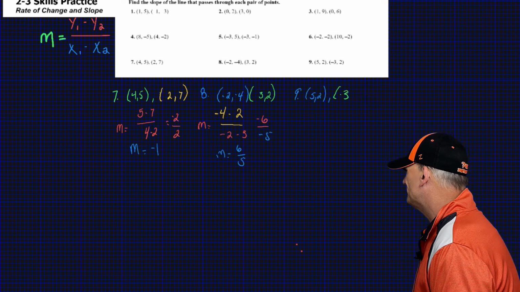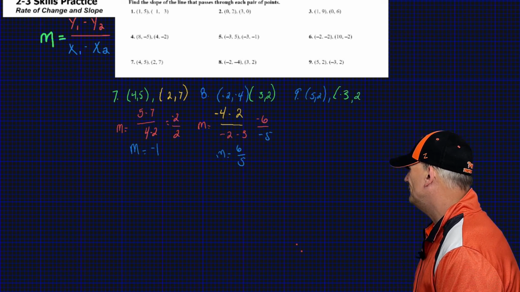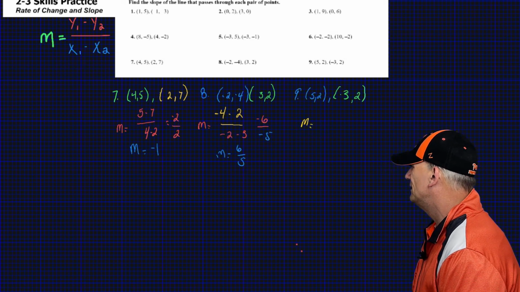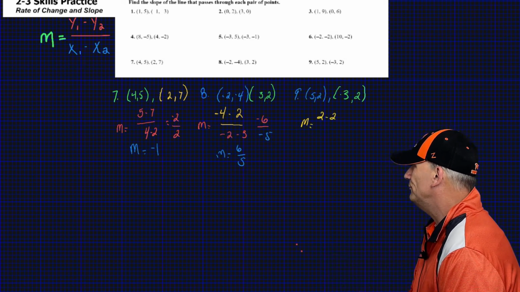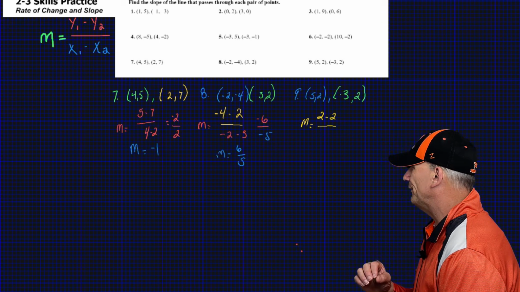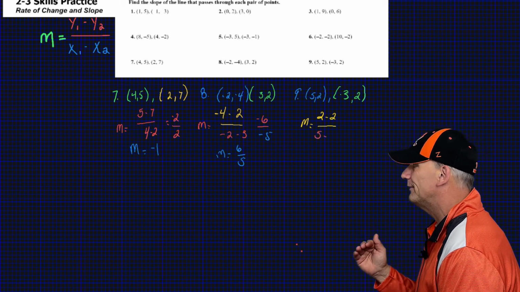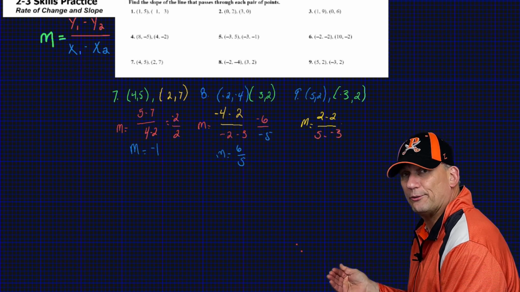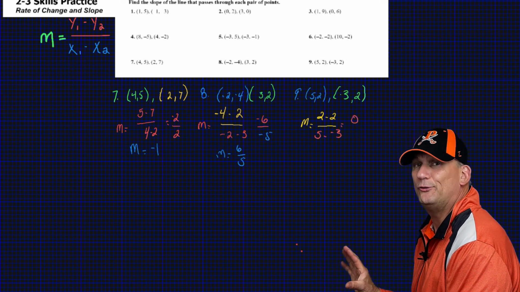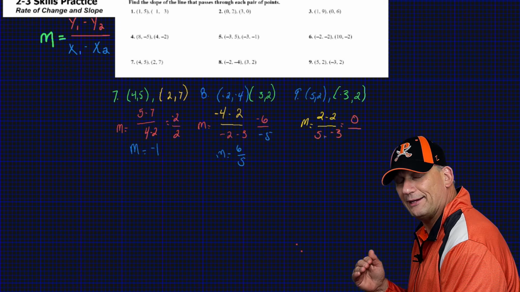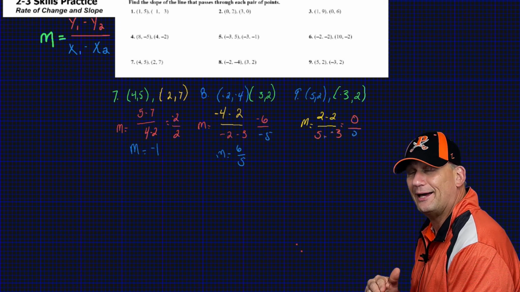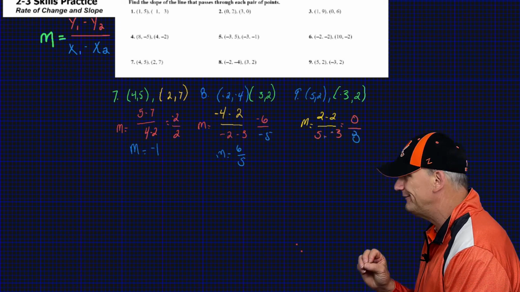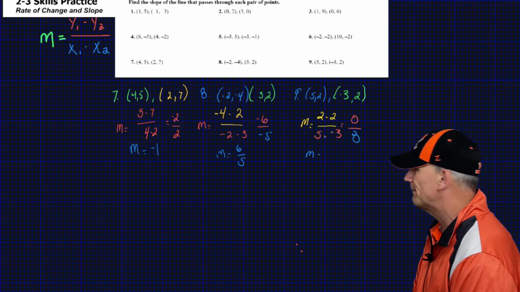All right, the last one. We've got 5 and 2, we got negative 3 and positive 2. So 2 minus 2 is the numerator. Do we even need to go any further? What's 2 minus 2? 0. So 0 on the numerator means the slope is 0. We don't need to do any more math. Now what does that look like on a graph? That's a straight line horizontal. That is defined. That slope is 0.